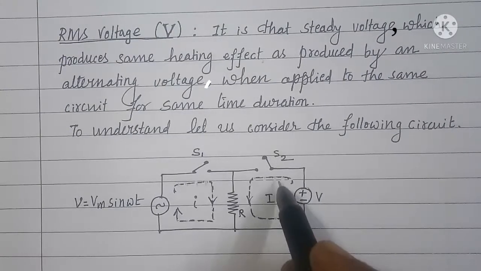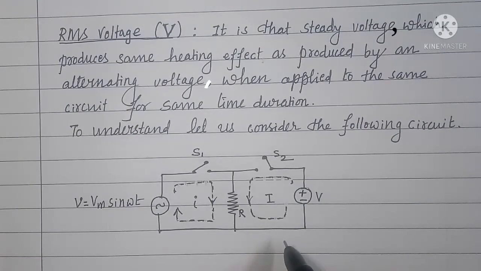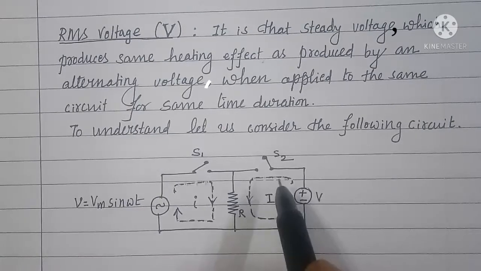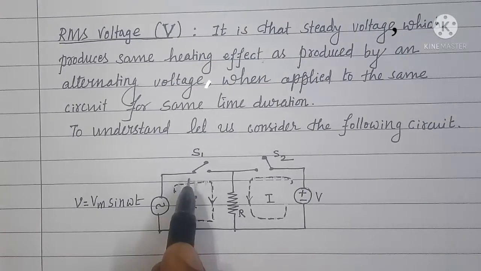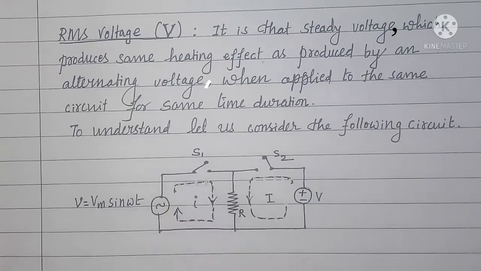Then DC source will circulate DC current I. If now switch S2 is kept closed for t seconds again and resistor R dissipates same amount of heat energy, then this DC voltage will become RMS value of this AC voltage supplied, because both of these are producing same heating effect in resistor R when supplied for same time t seconds.